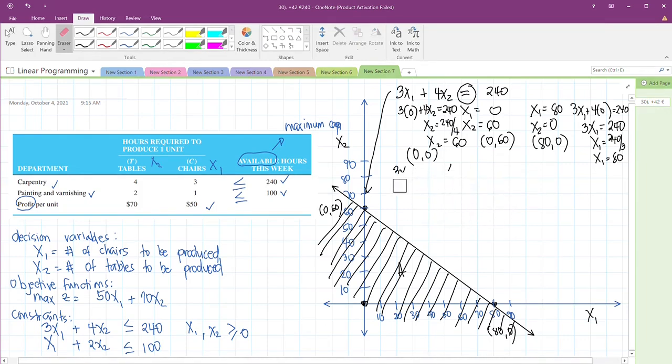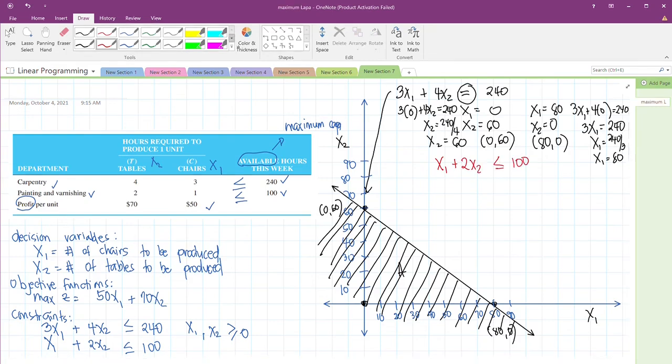Okay. So, next naman natin na iti-test is yung x1, so ibahin ko lang yung color, plus 2x2 is less than or equal to 100. So, we want muna yung equation, okay, or yung line. We have to draw muna yung line. So, that's why gawin muna natin tong equal sign. So, game. Gamitin ulit natin yung technique natin kanina.